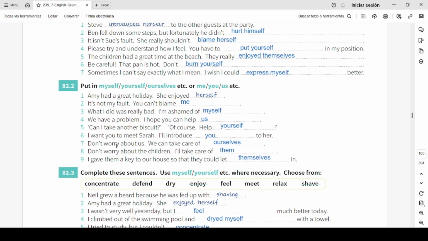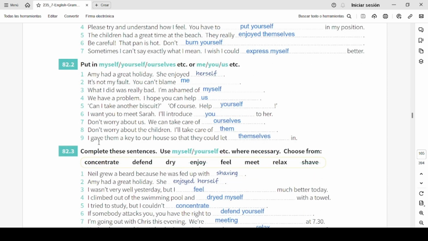Next one: don't worry about us. We can take care of ourselves, right? Next one: don't worry about the children. I'll take care of them. Right. Next one: I gave them a key to our house so that they could let themselves in, right?